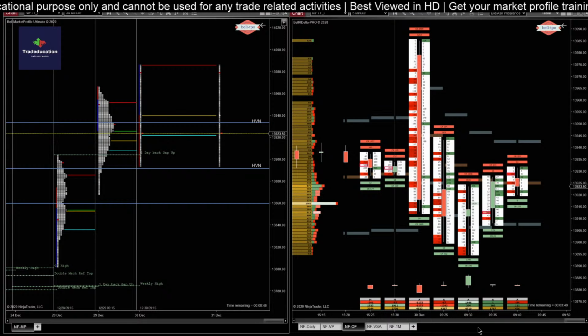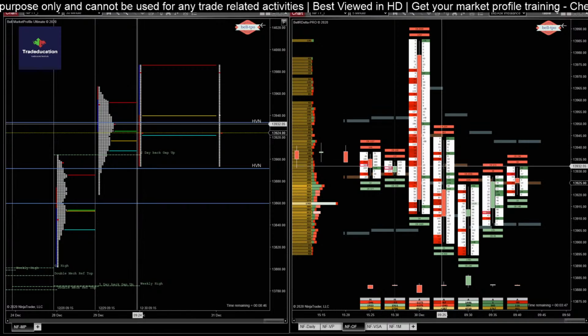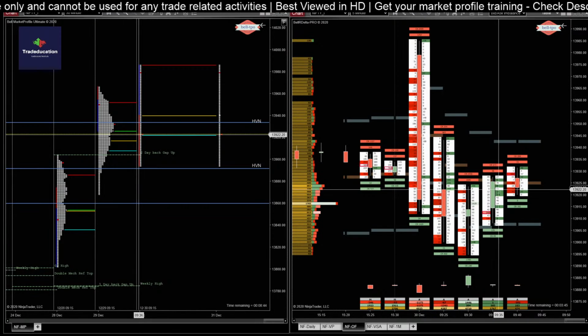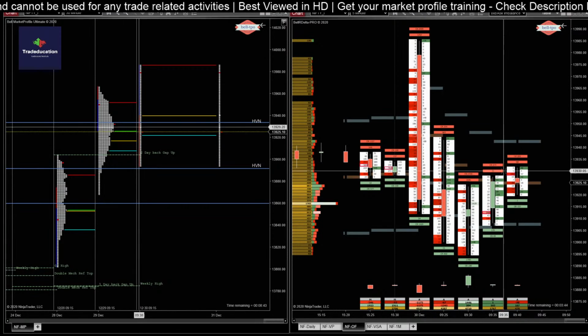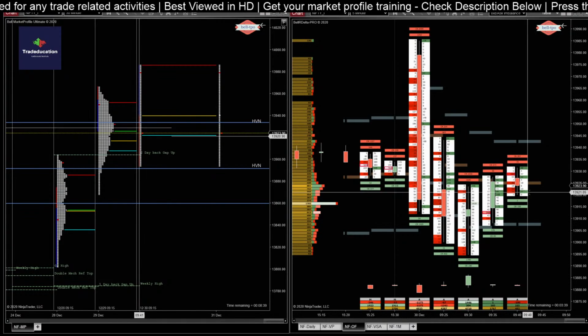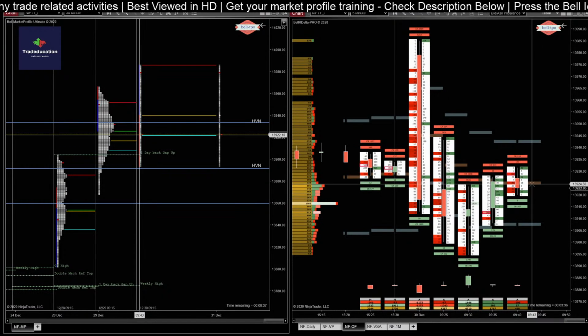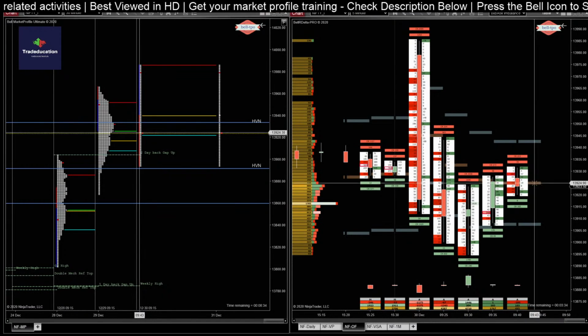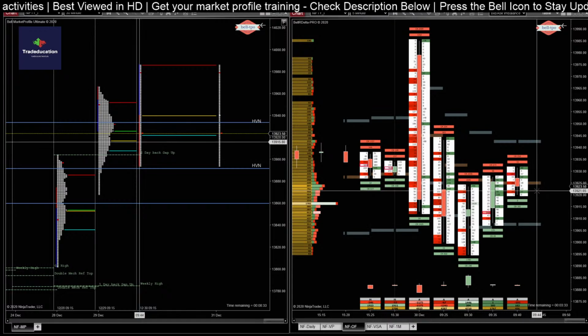So again rejection. This was the first rejection, this is the second rejection. So we actually auction closed above it, so this rejection has failed. So let's see whether the sellers again step in, tag the VWAP and take the auction lower or not.